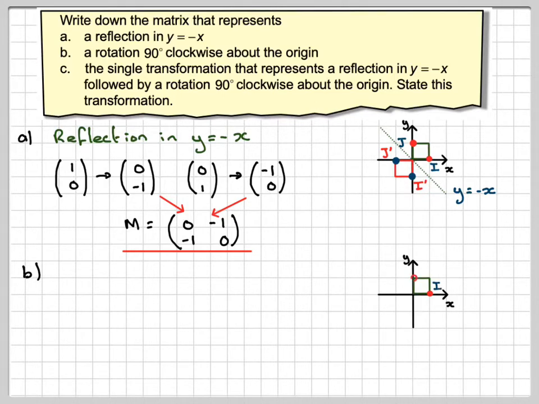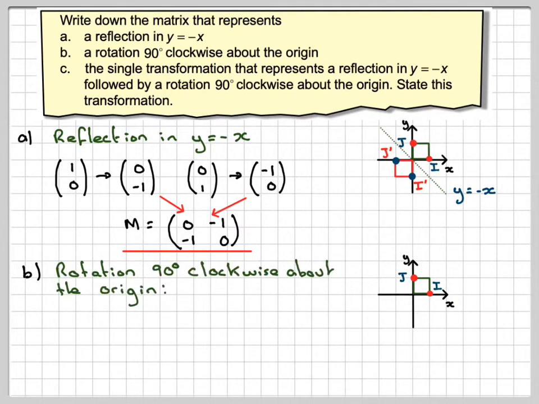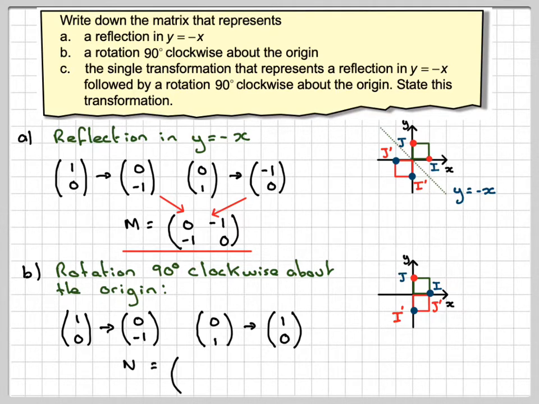So similar idea for the rotation 90 degrees clockwise. So under a rotation, the shape will look like that. So i will rotate round to there, so that'll become i dash, and j will rotate round to where i is now. Okay, so we can say that (1, 0) will go to (0, minus 1), and that (0, 1) will go to (1, 0). Same idea, N will be 0, minus 1, 1, 0. So the matrix is 0, 1, minus 1, 0.